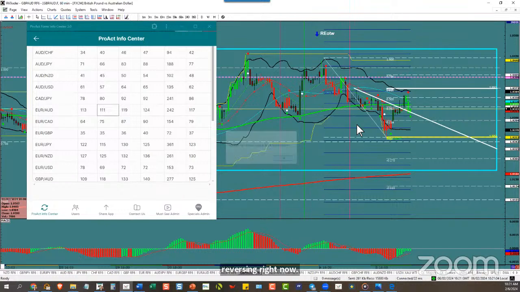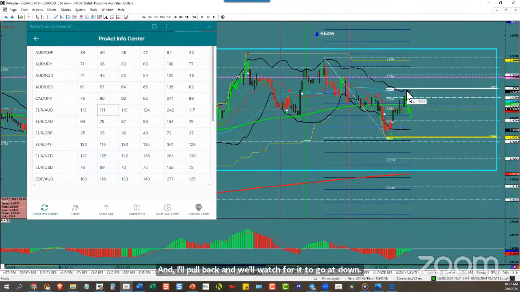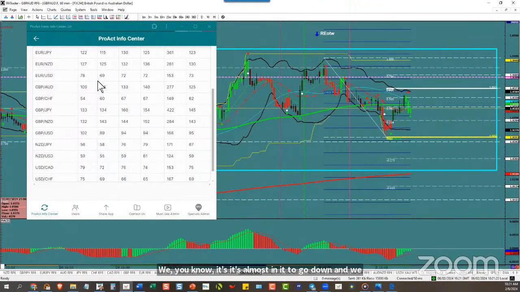And get rid of this. Yeah, there we go. A pullback, and we'll watch for it to go down. It almost did its ATR right there. We won't trade it until we get a new ATR, but we're going to go to the downside on it tonight. All right, most likely, if the dollar proves itself. Pound Aussie is 118 pip ATR.